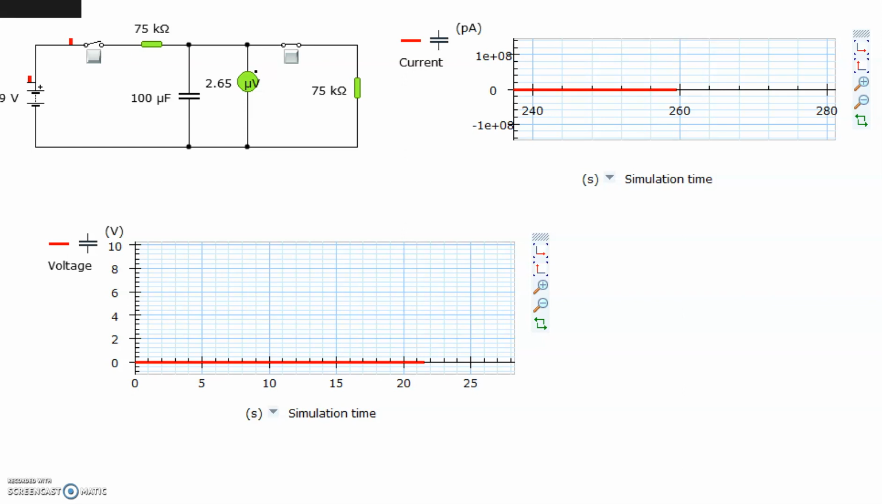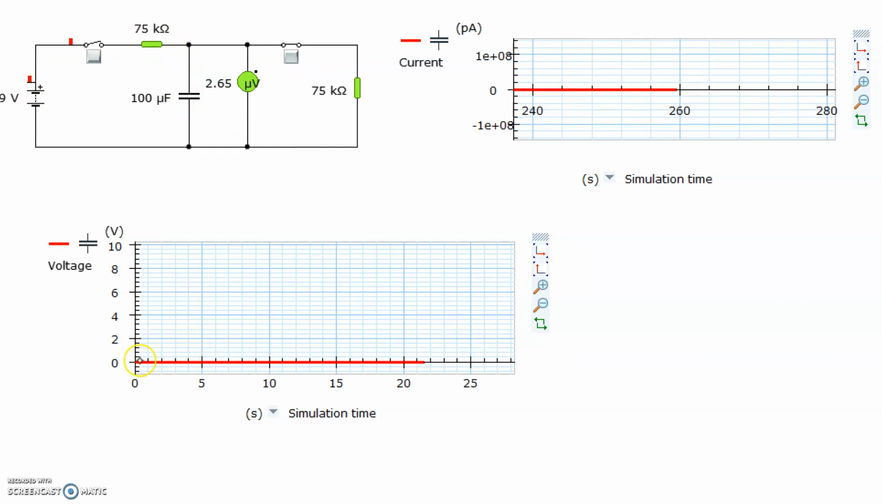Hi everybody, in this video we're going to look at capacitors and charging and discharging. So in the simulator here what we have is a 9 volt cell or battery arrangement, and we're going to switch a capacitor, a 100 microfarad capacitor, connected across the cell via the switch. When we close this switch here, switch 1, the capacitor will charge.